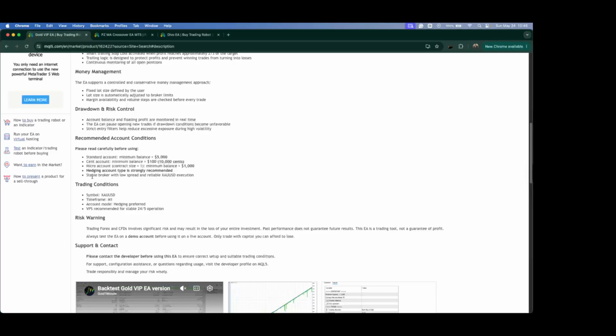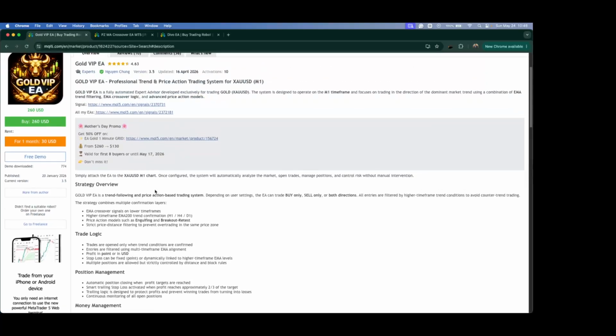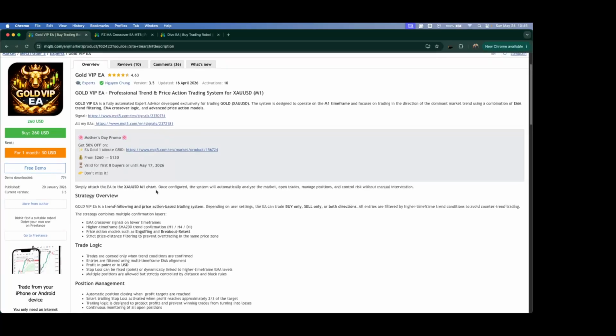I would say this expert advisor is for experienced traders or proper account users who want a dedicated XAUUSD trend follower and can run it on a low spread ECN broker. But beginners or people on high spread brokers or anyone looking for super aggressive daily trading should probably avoid this expert advisor or look elsewhere. That's my straight take on the Gold VIP expert advisor.